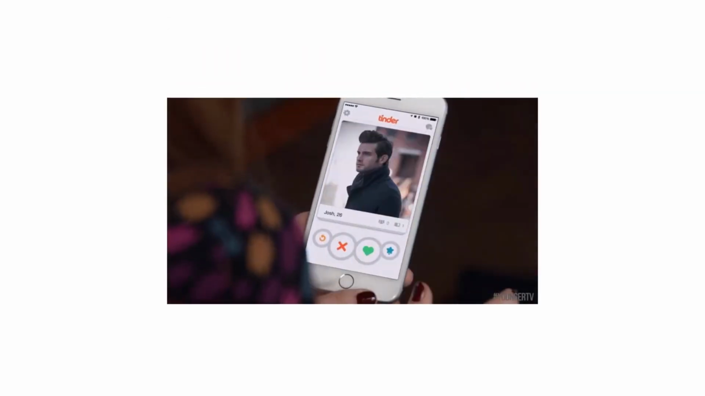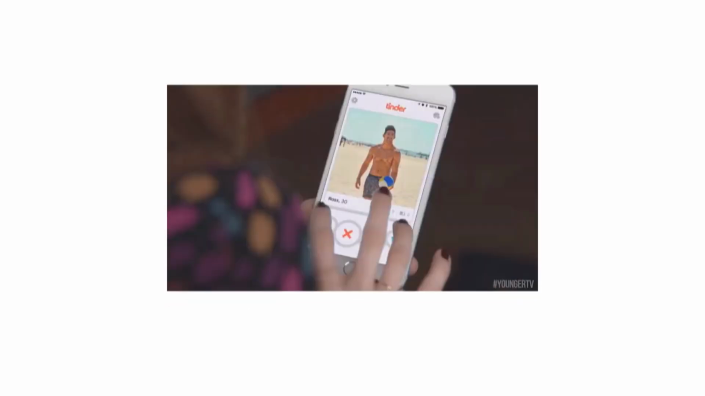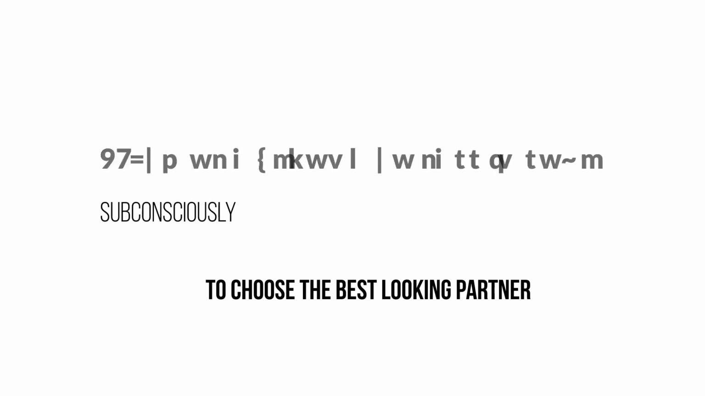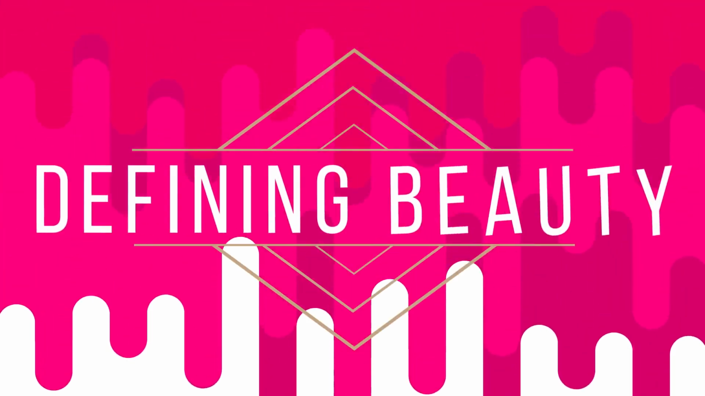A separate meta-analysis of our most recent studies by Syracuse University puts a number at a fifth of a second to fall in love. Our brain knows all of these things subconsciously because it's in our biological imperative to choose the best looking partner. This series is all about putting what we already know into words, aka defining beauty.